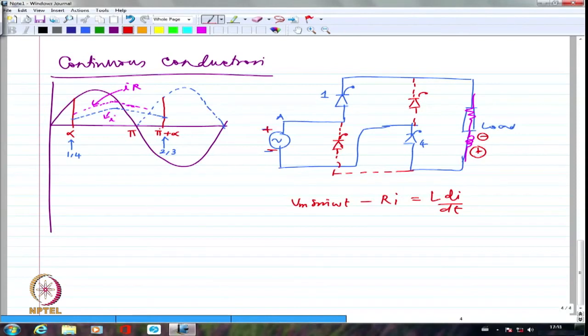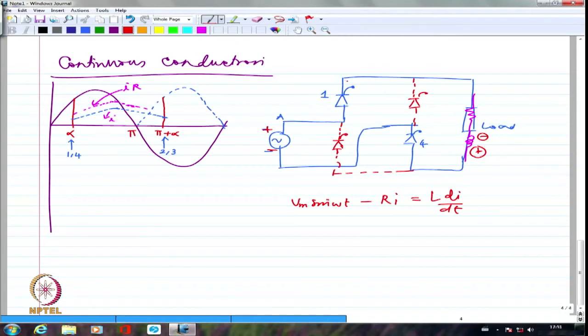But at this point, I am trying to fire 2 and 3. Because I have come to pi plus alpha, automatically 2 and 3 will be fired. When 2 and 3 are fired, which one is more conducive for conduction? That's what we have to check. Whether 1 and 4 are more conducive for conduction or 2 and 3, nature will check, basically. So what happens is something like this.